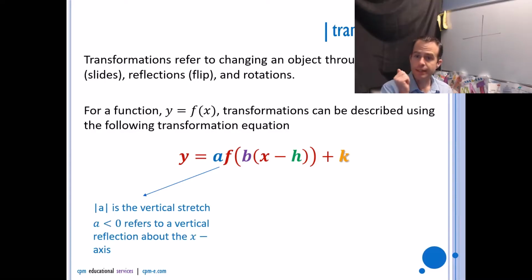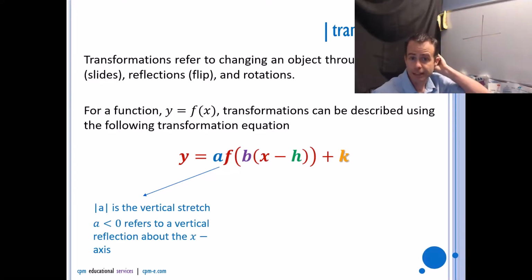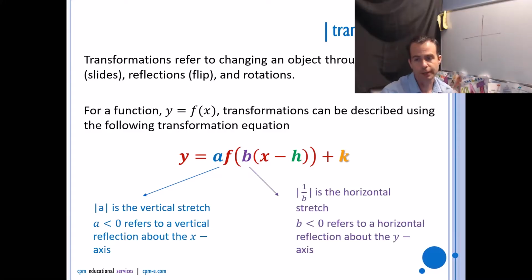Now your b value is a horizontal stretch by a factor of 1 over b, and that's about the y-axis. If I do a horizontal stretch like that, that would be against the y-axis, and same with if b is negative. It would be a horizontal reflection, okay?